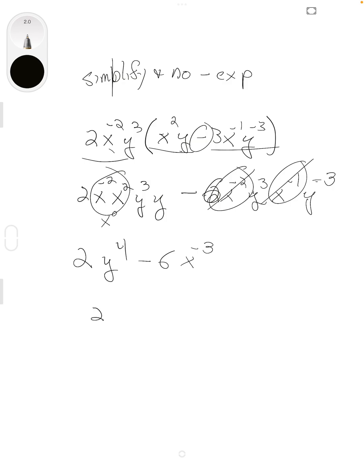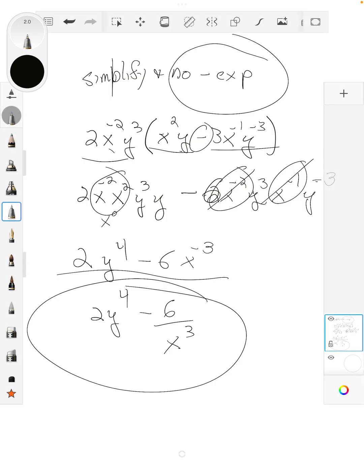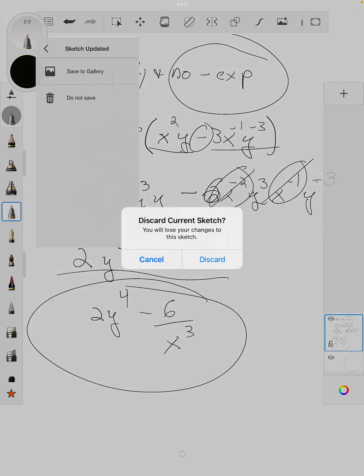So since it says I'm going to simplify, this is simplified. But if I say no negative exponents, it's going to be 2y to the 4th minus 6 over x to the 3rd. And that's the answer. Okay, so that is lesson number 29. A lot to think about this week. Go back and review it, look at your book, and make sure that you ask in class stuff.